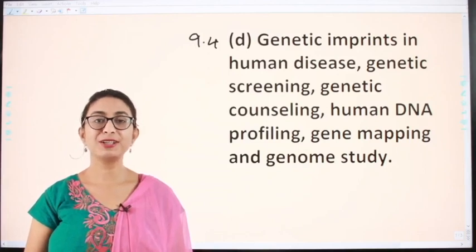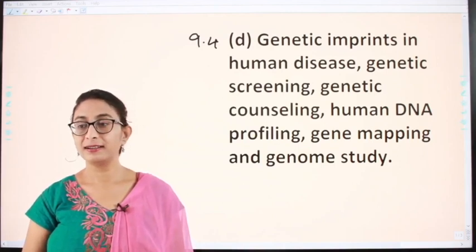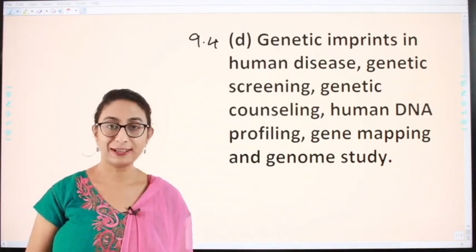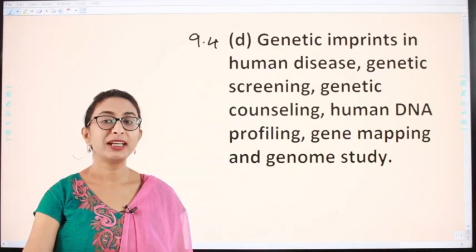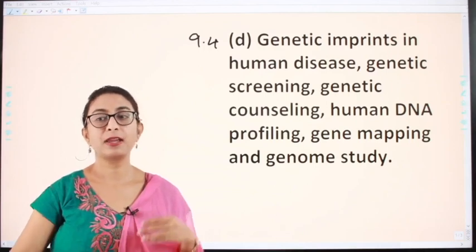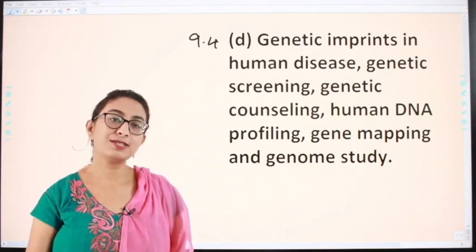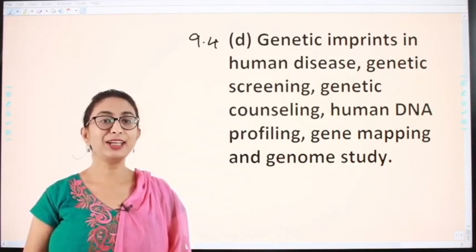In this lecture, we shall discuss Unit 9.4 Part D in Paper 1 Anthropology. We will be discussing genetic imprints in human disease, genetic counseling, human DNA profiling, and so on. First, we shall begin with genetic imprints in human disease.